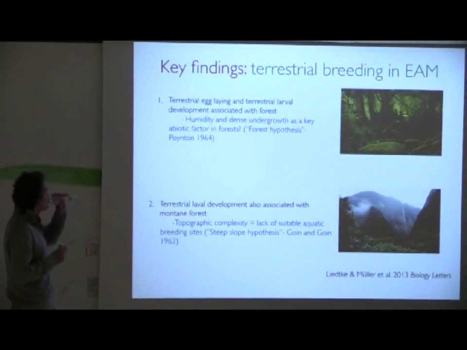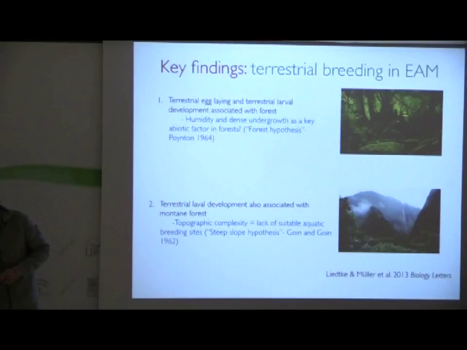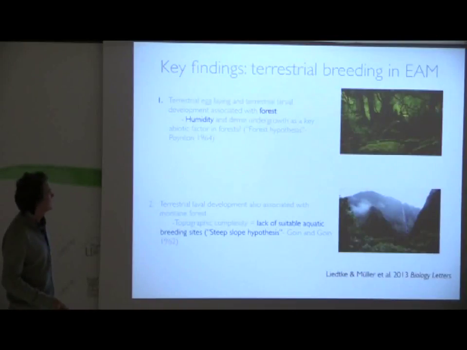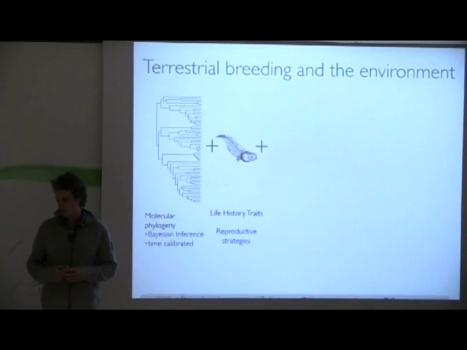So to take you back to that summary slide of the first part of my talk about the Eastern Arc Mountains, what we could take away from that is that forest as a proxy of humidity and steep slopes as a proxy for lack of suitable water bodies for reproduction were important for terrestrial breeders. So that's something we wanted to test again with bufonids.